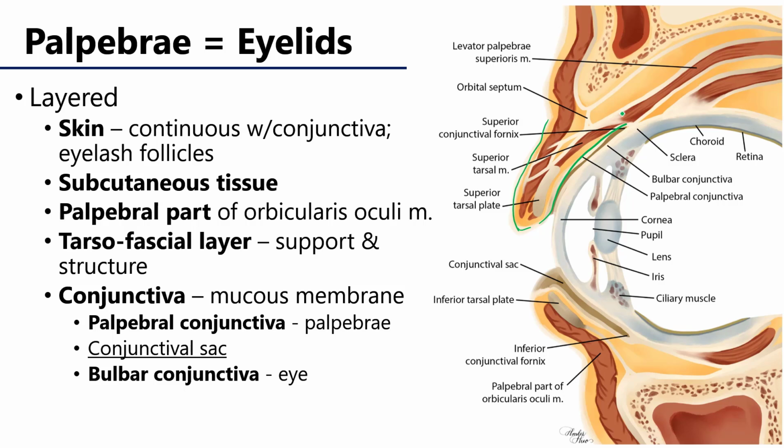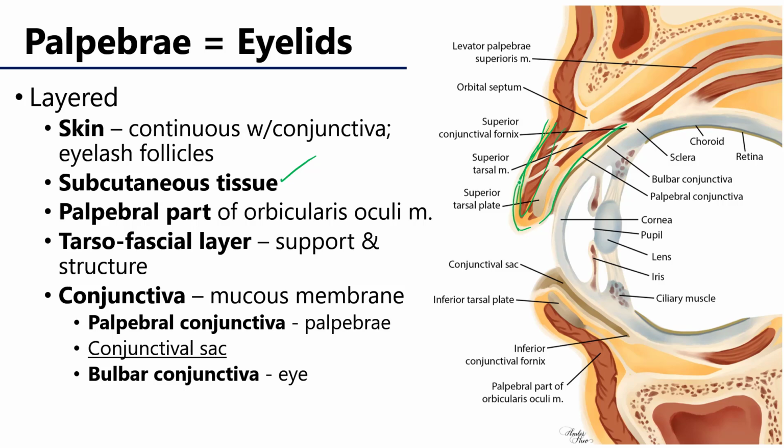Moving deep to the skin, as it would be anywhere else in the body, we have the subcutaneous tissue, or the subcu. We also have a portion of the orbicularis oculi muscle, in particular the palpebral part of that muscle. That's the part that is right upon the eyelid and is responsible for the rather subconscious action of blinking. We can see that muscle here with a little bit of subcu between the skin and that muscle.